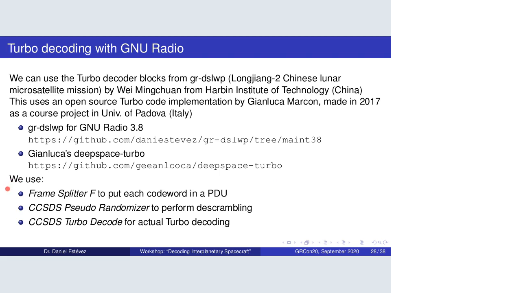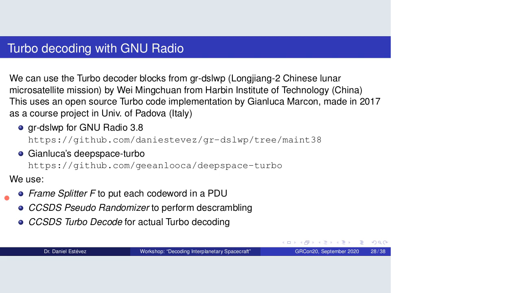We are going to use 3 different blocks from GR DSLWP, and these are the following. First, we have frame splitter F. This is very simple. It will find the tags we are already generating, marking the beginning of the frames, and it will extract each frame and put it in a PDU. PDUs are things which GNU Radio uses to pass asynchronously packets between different blocks.